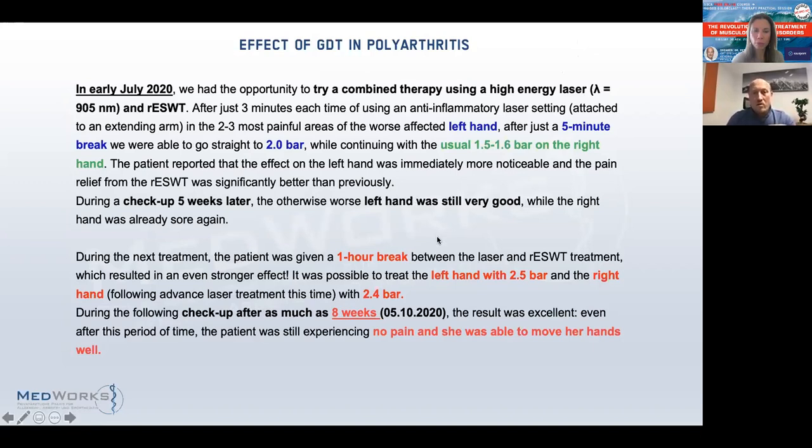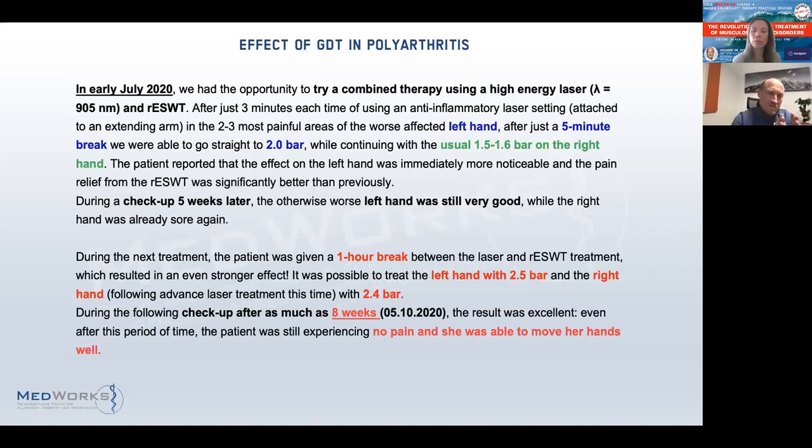And after a 1 hour break, she came back again 1 hour later. We had on the better hand 2.5 bar, and on the other 2.4 bar. And I think to come from 1.2 to 2.4 bar, this is really a difference. And the much more important thing was the result, because after 8 weeks, I told her to come back after 4 weeks if the pain comes up again, as we know it from her.